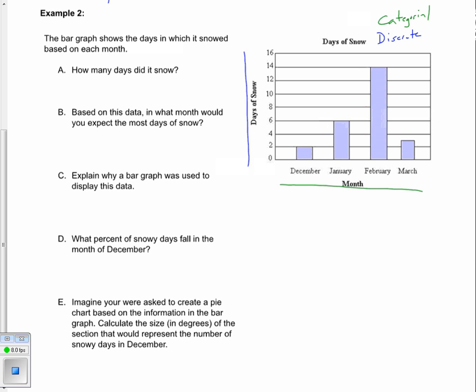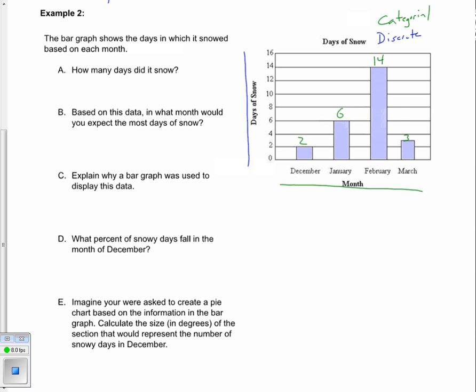So in this case, we want to figure out how many days did it snow. Part A says how many days did it snow. Our categories are the months of December, January, February, and March, and our discrete data is the number of days of snow on the vertical column. In December, it snowed 2 days. In January, it snowed 6 days. In February, it snowed 14 days. And in March, it snowed 3 days.